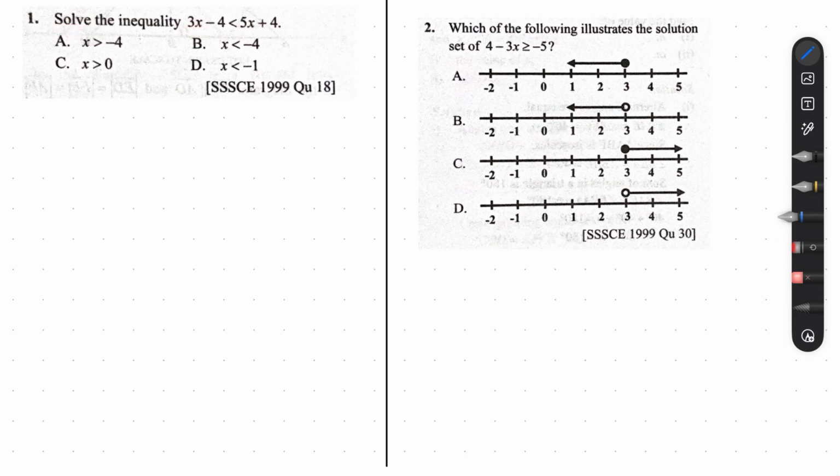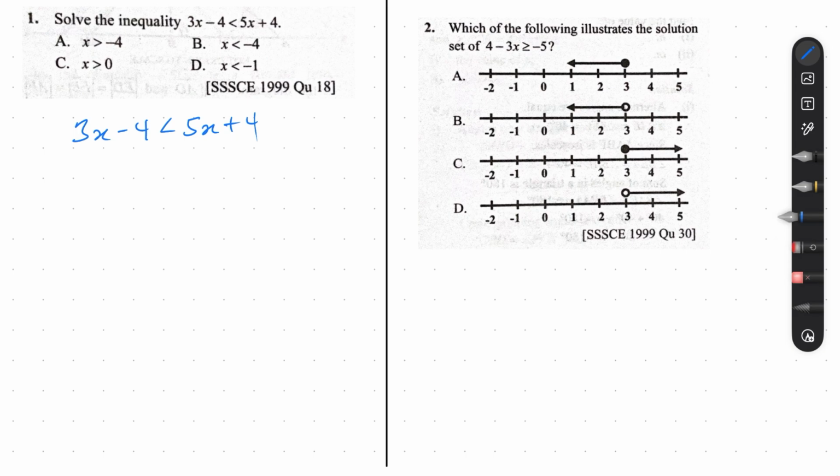It says 3x minus 4 less than 5x plus 4. So we group the like terms. Here we have 3x and we have 5x. So we can move this here and then we move this here, or we can do the opposite as well. We can move the x values to the left hand side, and move the non-x values to the right hand side. So let's do that.